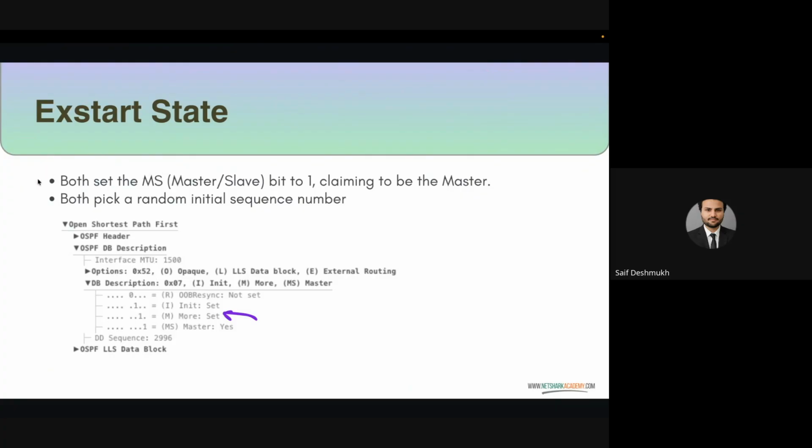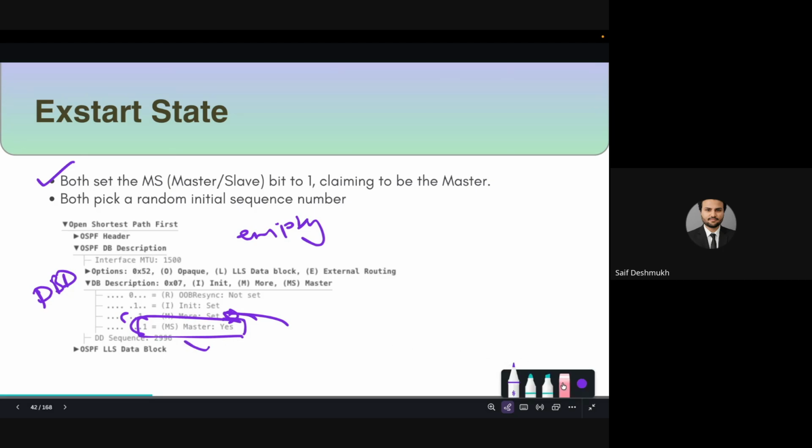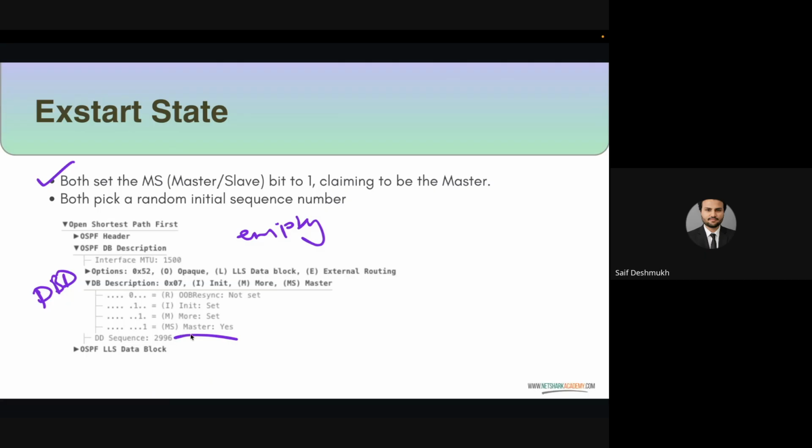So both parties say I'm a master. Both are going to send the same DBD. This is the empty one, by the way. It doesn't have any specific information. It says, hey, I'm master, and this is the MS bit. The MS bit is set to 1, and it's presenting a sequence number. This is the sequence number we should use.